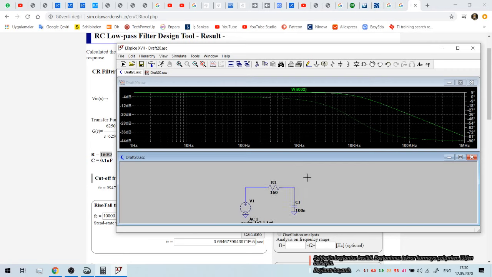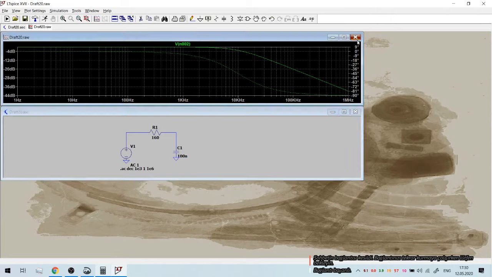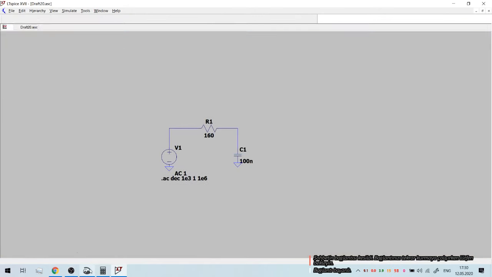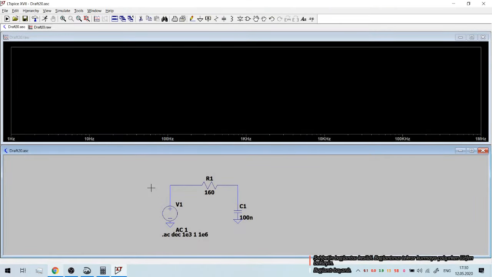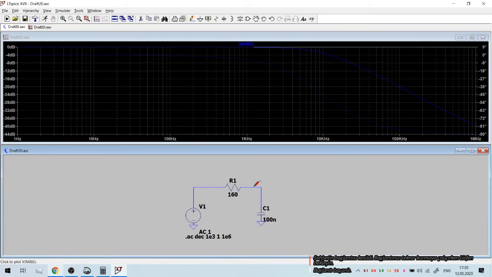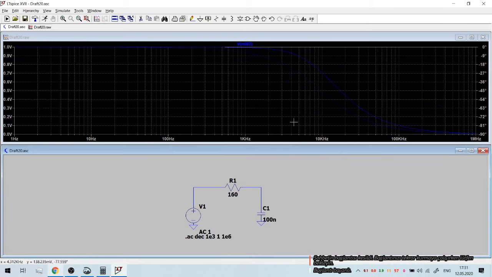As you can see here, there's some problem. You can see also this. Yes, you can see the cutoff frequency is minus 3 dB. As you can see here, minus 3 dB. This filter, yes, I can say it.